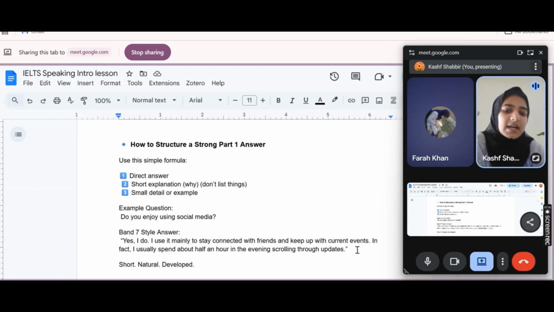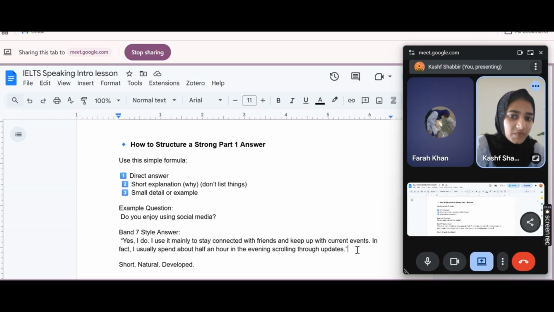Yes. So you see the answer is short, crisp, to the point, but in a very structured manner. You're giving details. You're not listing things like, I use social media, I use Instagram, I use X, I use Facebook. The answer is not like that. The answer is, yes, I use social media, and then the next explanation is why you use social media. And this is how your answers should be organized.